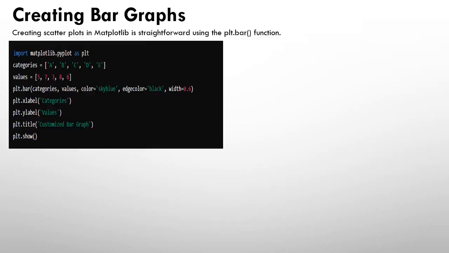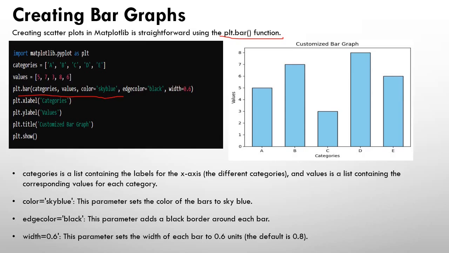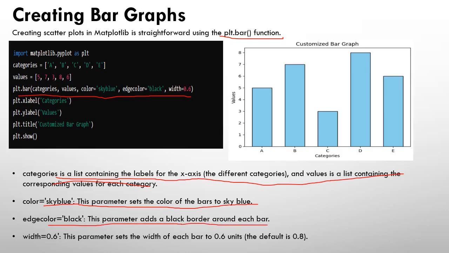Creating bar graphs. So by using the plt.bar function we can create bar graphs. Similarly, categories, values, color, edgecolor and width are different parameters used for customizing bar graphs. Categories is a list containing the labels for the x-axis and values is a list containing the corresponding values for each category. color equals skyblue. This parameter sets the color of the bars to sky blue. edgecolor equals black. This parameter adds a black border around each bar. And width equals 0.6. This parameter sets the width of each bar to 0.6 unit.